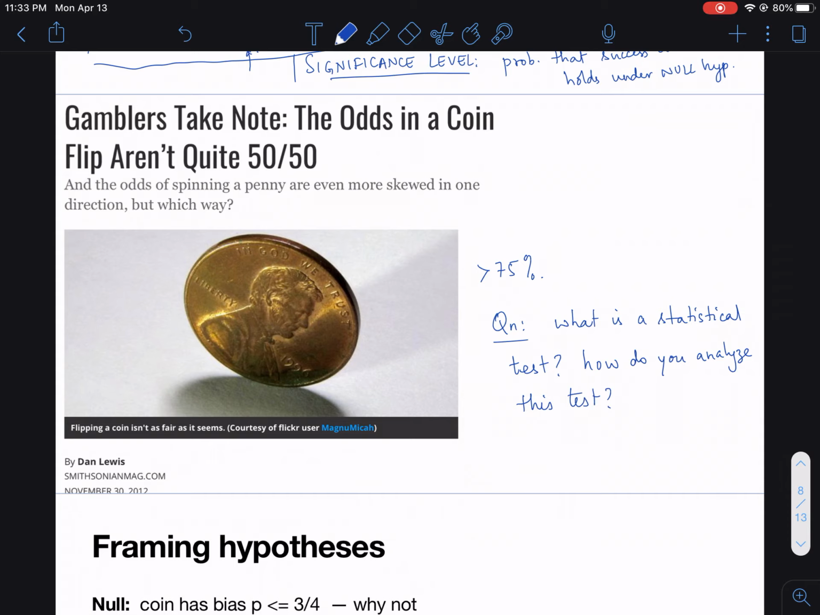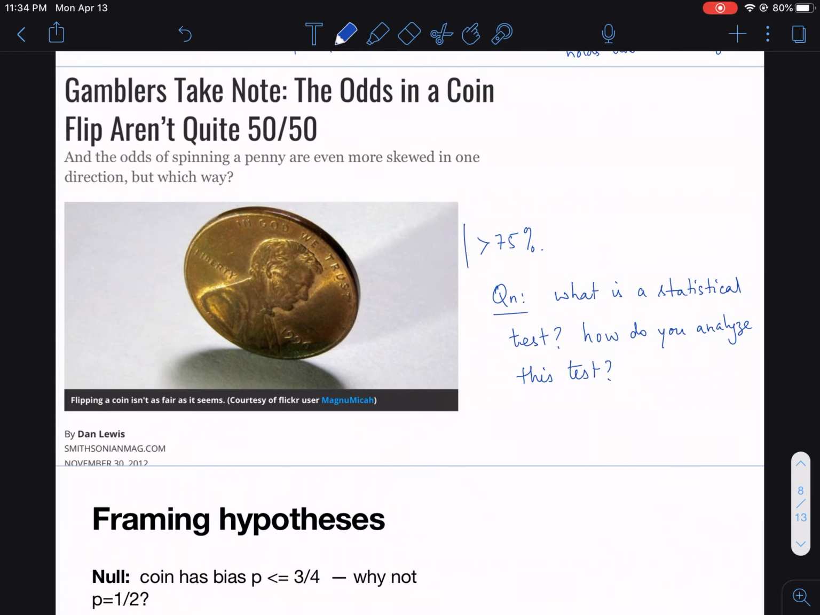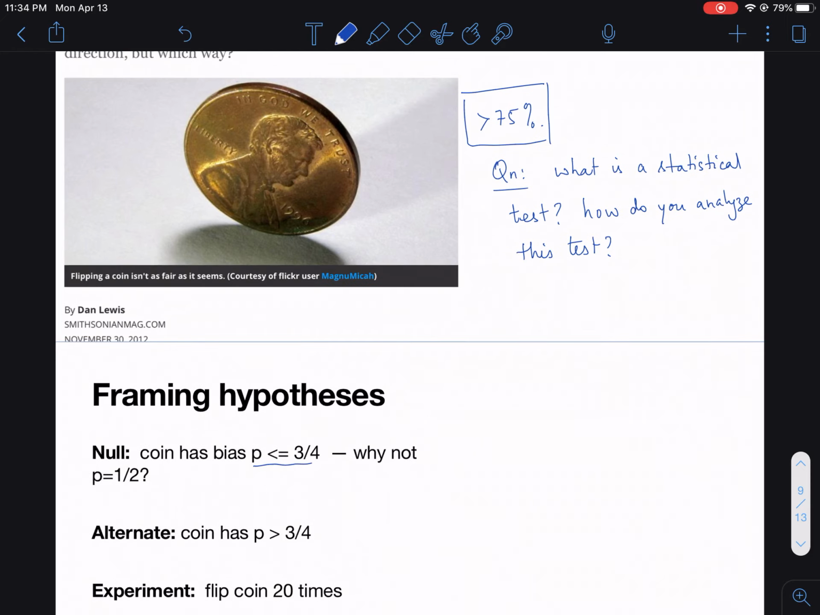Okay, so let's follow this paradigm that we set out last time. You've got to first formulate a null hypothesis and an alternate hypothesis, right? So what is the null hypothesis in this case? Somebody is claiming that the bias, which is p, the probability of heads, is more than 75%. So a reasonable null hypothesis is to say, okay, I don't believe you. This coin has a bias that is smaller than or equal to 3/4. Okay, so that is one natural null hypothesis.